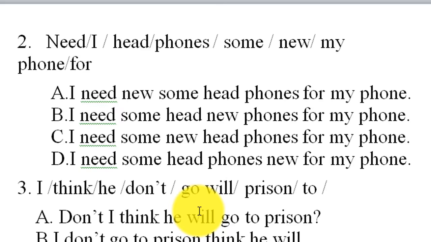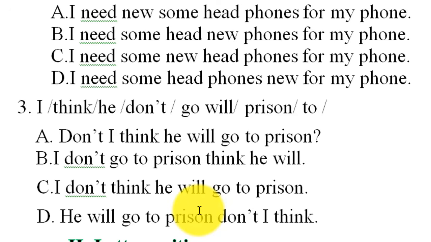The next question here, I think he don't... it says, "Don't I think he will go to prison?" No, that's wrong. This is not a kind of question. "Don't I think he will be..." no, nothing's right. "I don't go to prison, think he will." Still it is similar, incoherent, inappropriate order. It doesn't give sense here.